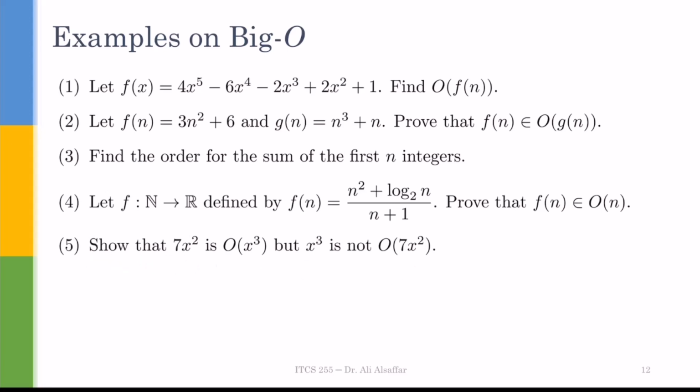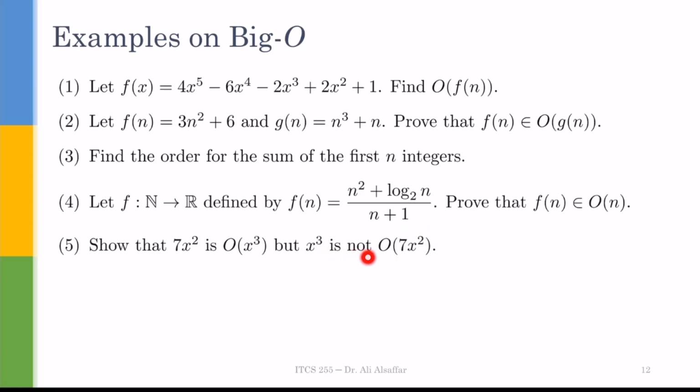For the last example, the purpose of this example is to show you how to use the basic definition to prove that a function is not big O of another function. In this example, we have two polynomials, one polynomial of degree 2 and another polynomial of degree 3. So definitely 7x squared is big O of x raised to power 3, because the polynomial with higher degree is an upper bound to the polynomial of smaller degree. But on the other hand, a polynomial of higher degree is never an upper bound of a polynomial of lower degree.